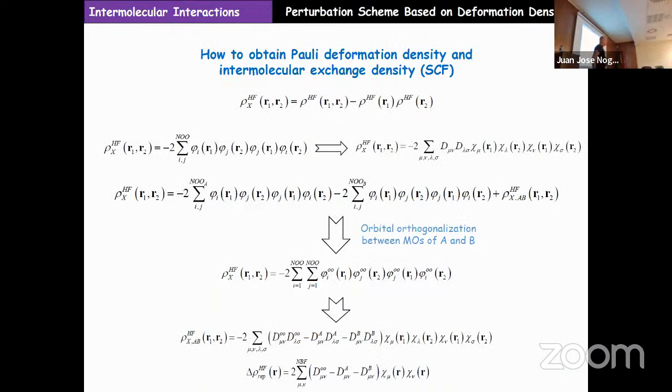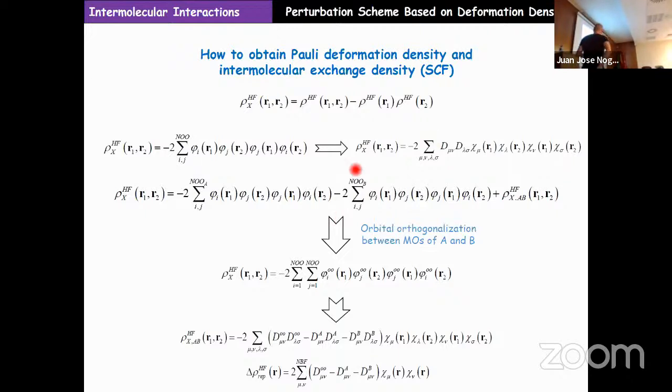Well, just some comments about how to obtain, the delicate point here is how to obtain the Pauli deformation density, due to Pauli, especially for post-Hartree-Fock. Because for Hartree-Fock it is simple, but for post-Hartree-Fock, we have to introduce some approximations.